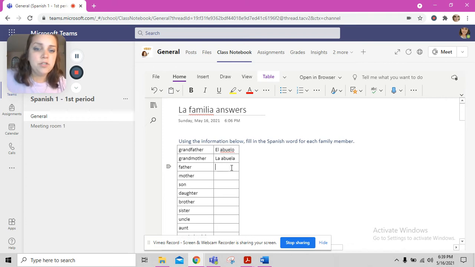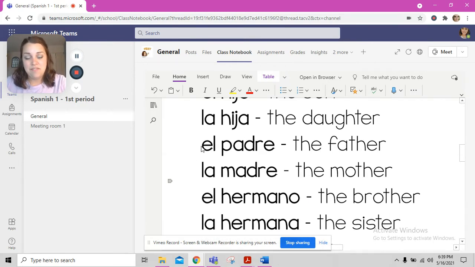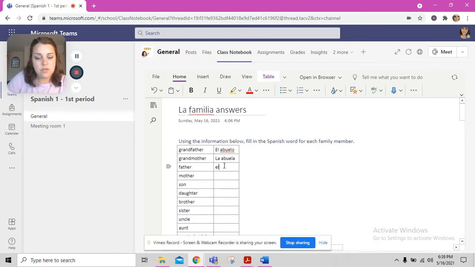Sometimes you might hear people say abuelito or abuelita. That ito or ita ending, spelled I-T-O or I-T-A, just makes something cute and little on the end, and I just think it's adorable. The words for father and mother, let's go ahead and scroll down. We have the father, el padre, and the mother, la madre. We'll go ahead and type those. So el padre and la madre. Now you can see here that abuelo and abuela just have one letter different, and el padre and la madre just have one letter different as well.